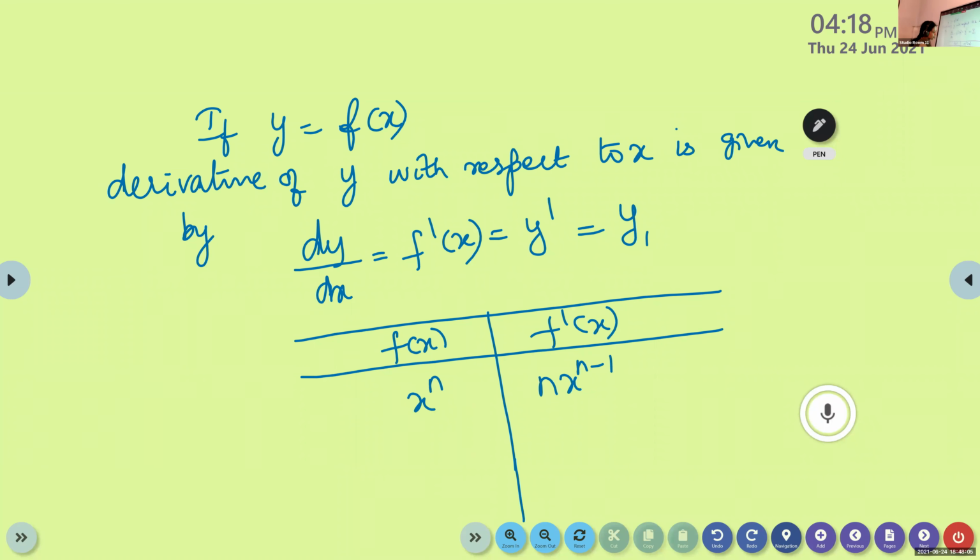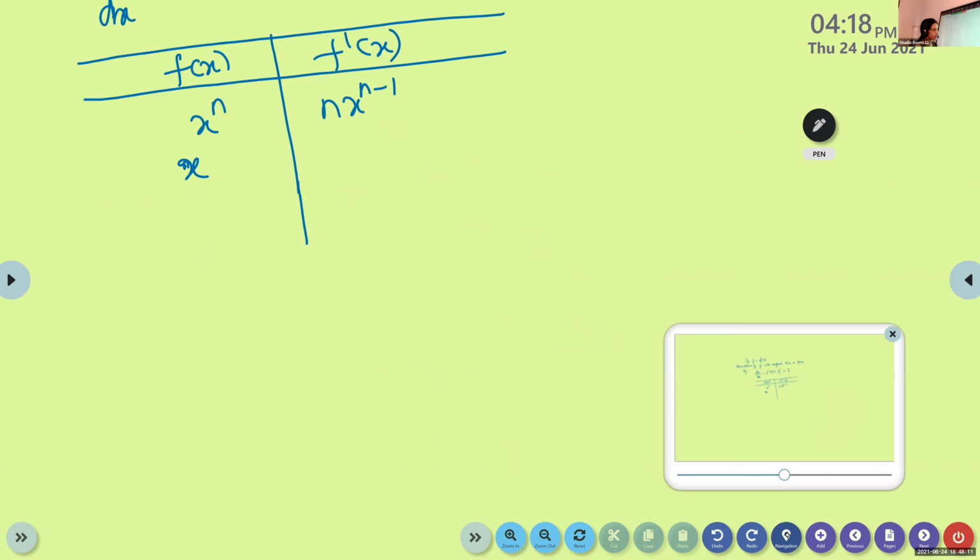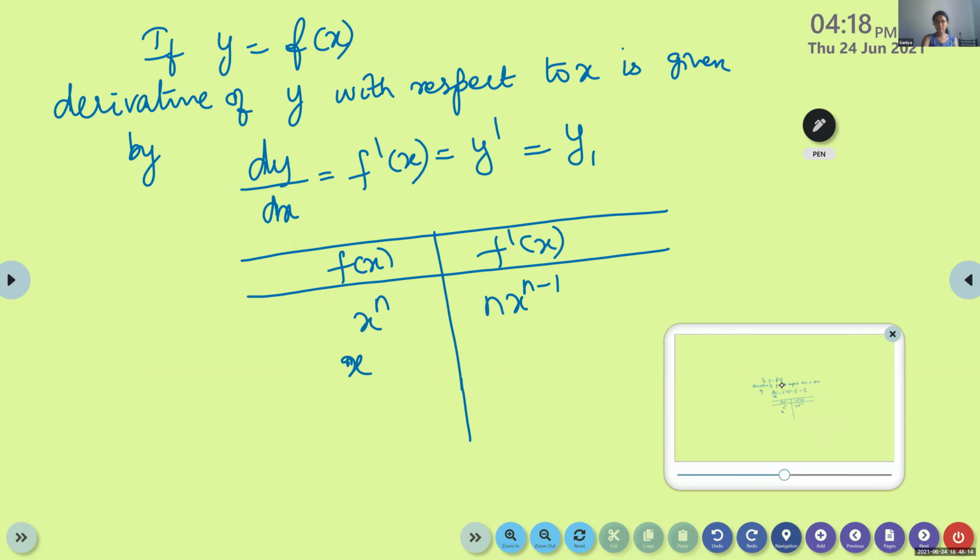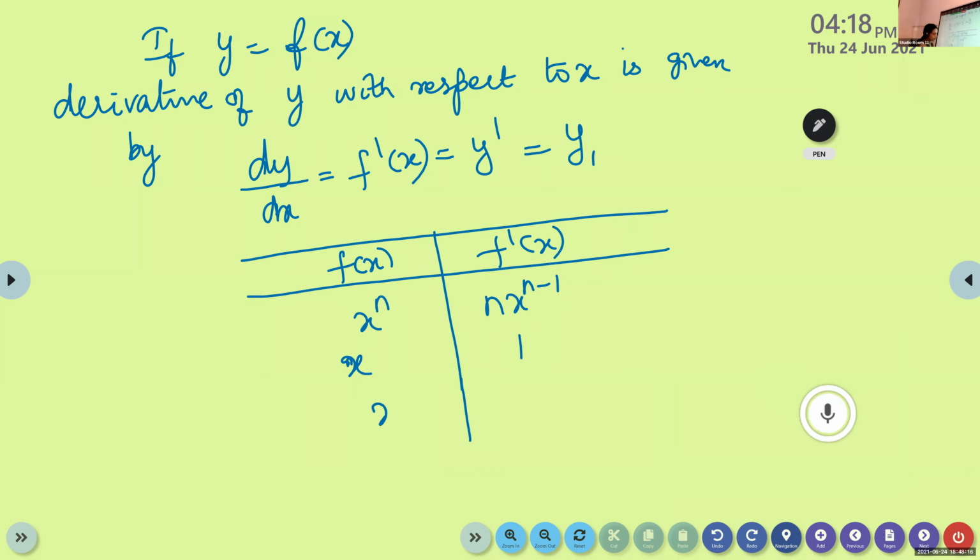What is the derivative of x? Sania? What is the derivative of x? 1. What about the derivative of x square? Punya? 2x. Derivative of x square is 2x, isn't it? Put the power in the front and reduce the power by 1. What is the derivative of constant? Zero. Derivative of constant is 0.